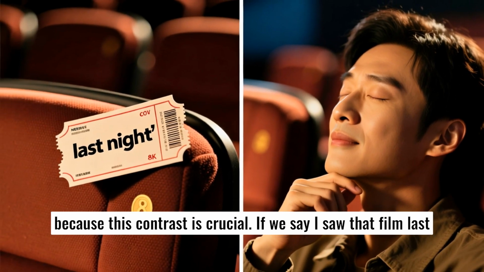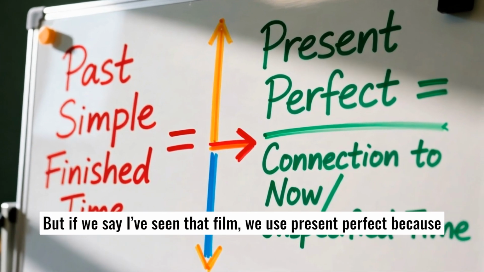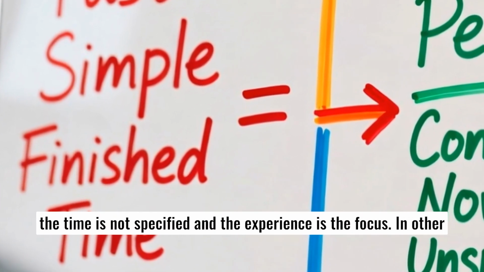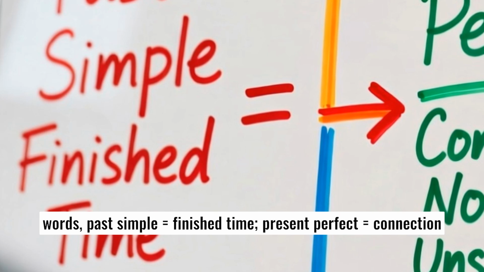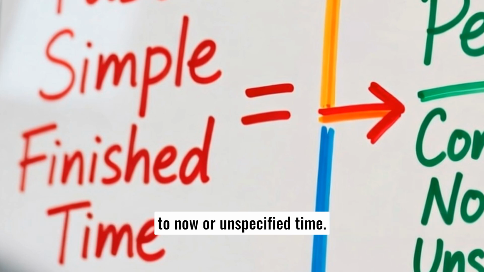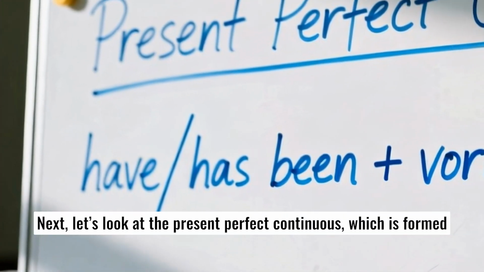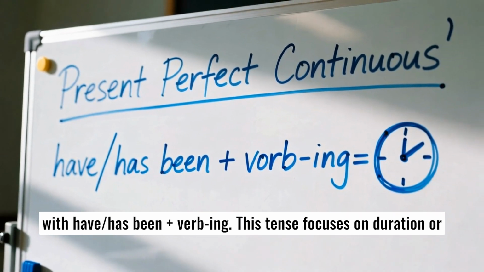Now let's compare past simple and present perfect directly, because this contrast is crucial. If we say I saw that film last night, we use past simple because we mention a finished time. But if we say I've seen that film, we use present perfect because the time is not specified and the experience is the focus. In other words, past simple means finished time, present perfect means connection to now or unspecified time.